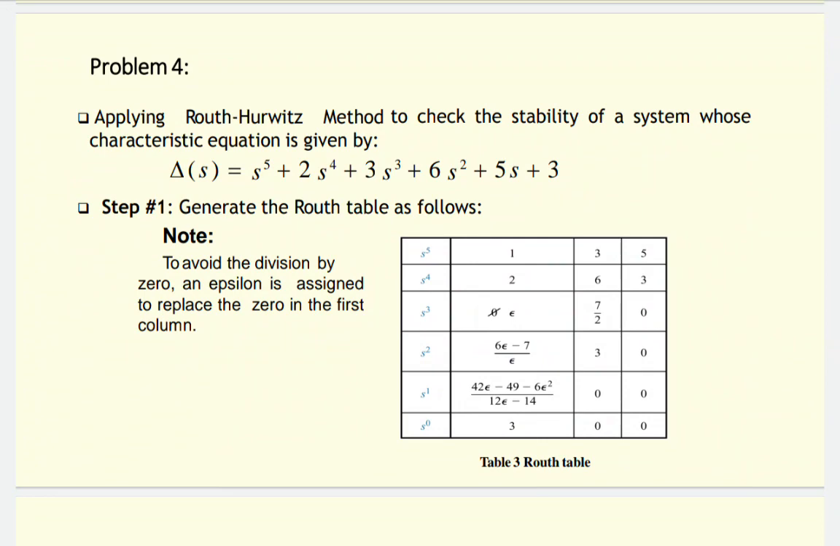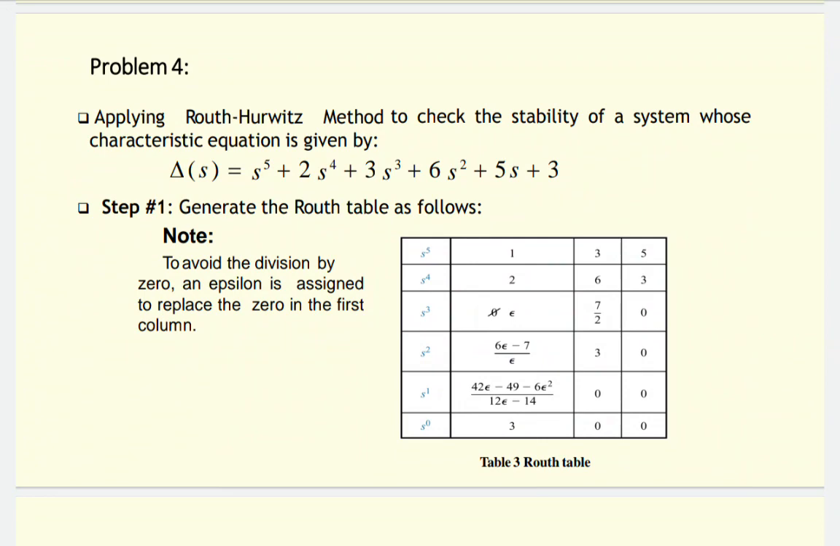After multiplication, the s cube row contains a very first element of 0 and the rest non-zero, so that is 0 and the second element is 7 by 2. So the Routh stability criterion breaks down, because if I divide by that element in the s to the power 2 row, that generates infinity. On that occasion we can replace that 0 by an infinitesimally small element, epsilon.